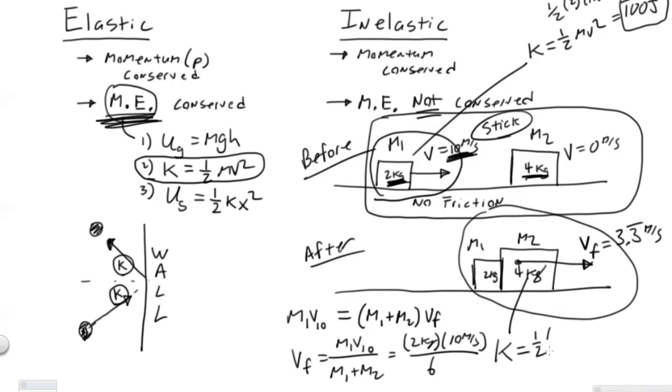Final kinetic after collision: 1/2 times the combined masses, 6, times the velocity after collision, which we just calculated, and we get a final kinetic of what? About 33 joules. So was this collision elastic? Well, how much mechanical energy did we have before collision? We had 100. How much mechanical energy after collision? 33. So we lost almost 70% of the initial mechanical energy. So this would definitely not be elastic.